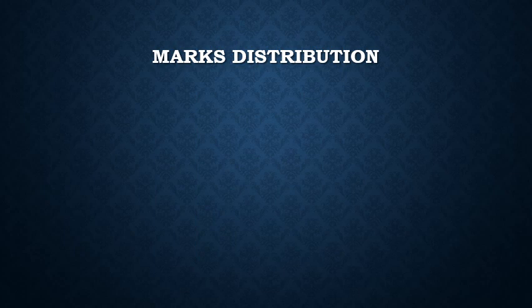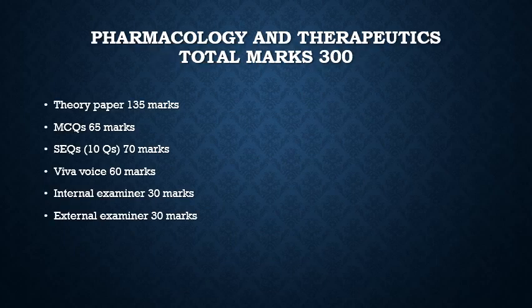Now we will discuss the mark distribution. Pharmacology and therapeutics consist of total marks of 300. Among that, the theory paper consists of 135 marks. These 135 marks are further divided into MCQs, which are 65 marks, and SEQs, which consist of 10 questions of 7 marks each, for a total of 70 marks.